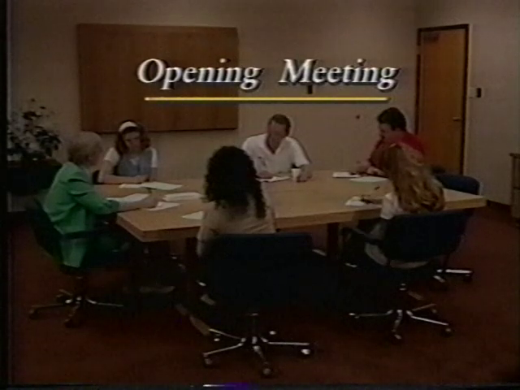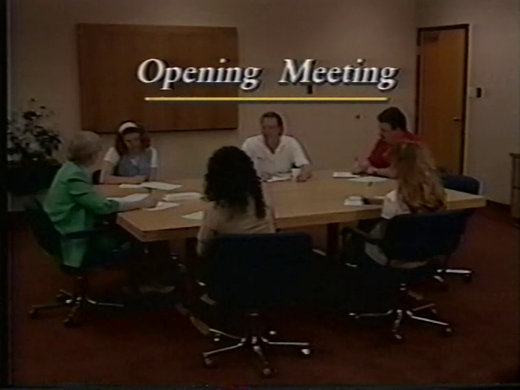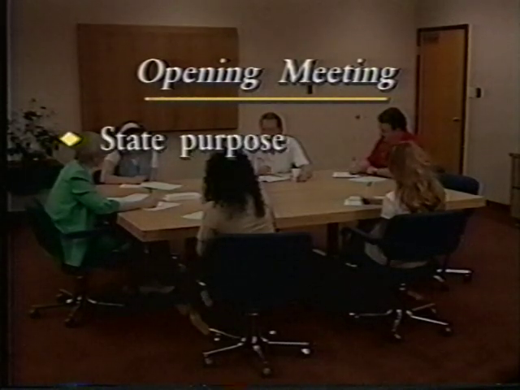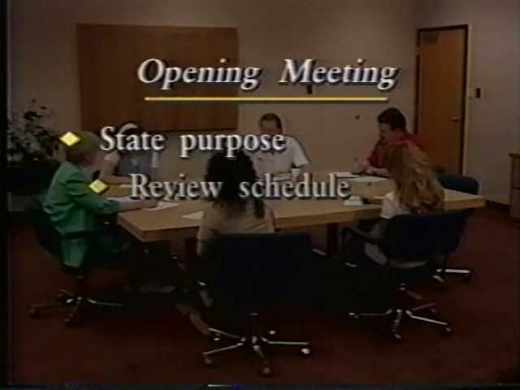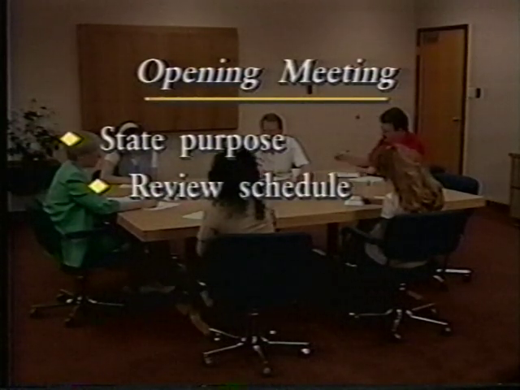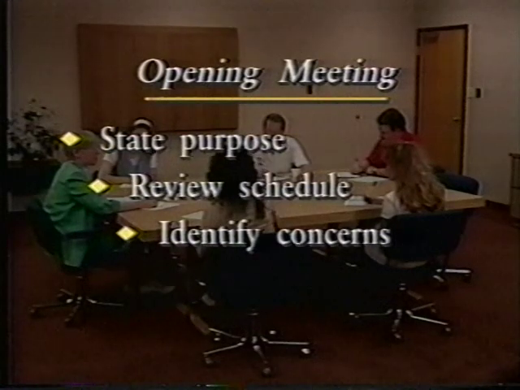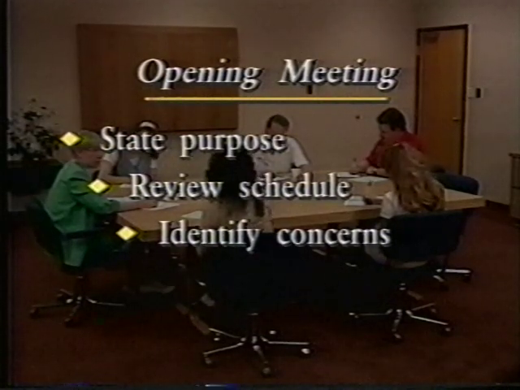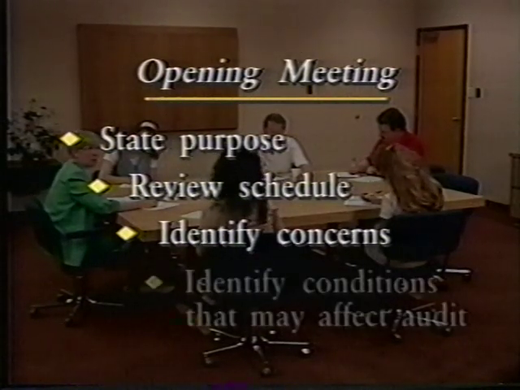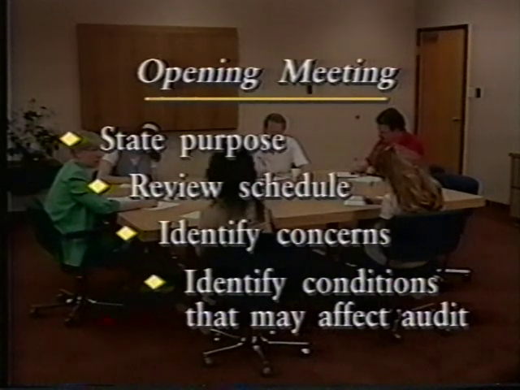The opening meeting is held with the persons responsible for the area being audited, also known as the auditee. During this meeting, you will state the purpose of your audit and review your audit schedule. The auditor and auditee will also identify any areas of concern that may need additional focus during the audit. Finally, discuss any issues in the department that might impact the performance of the audit.